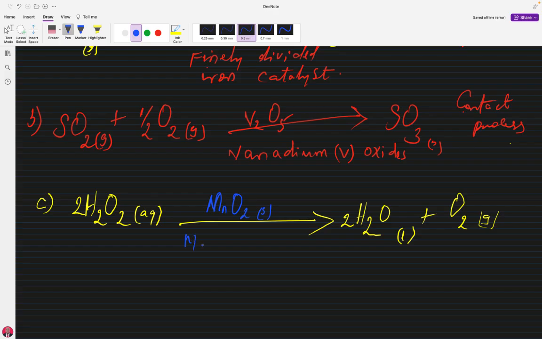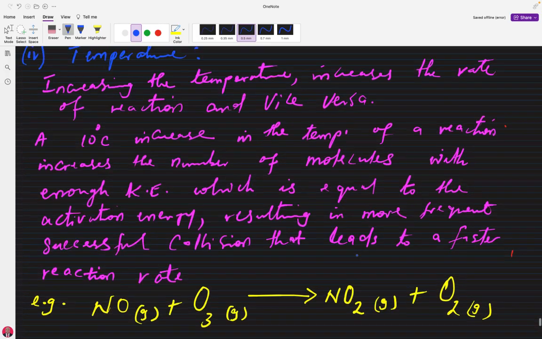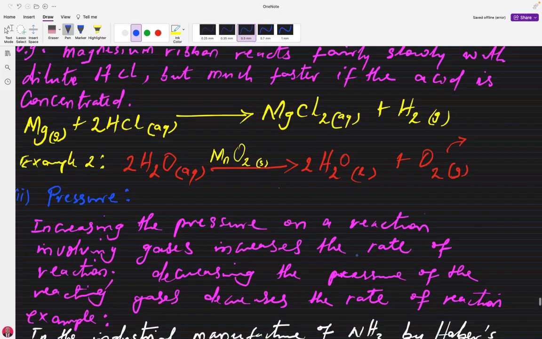Manganese 4 oxide. With all this, if you provide all of this, you are likely going to have all your scores. So, fellow learners, let me go again and give you the same.